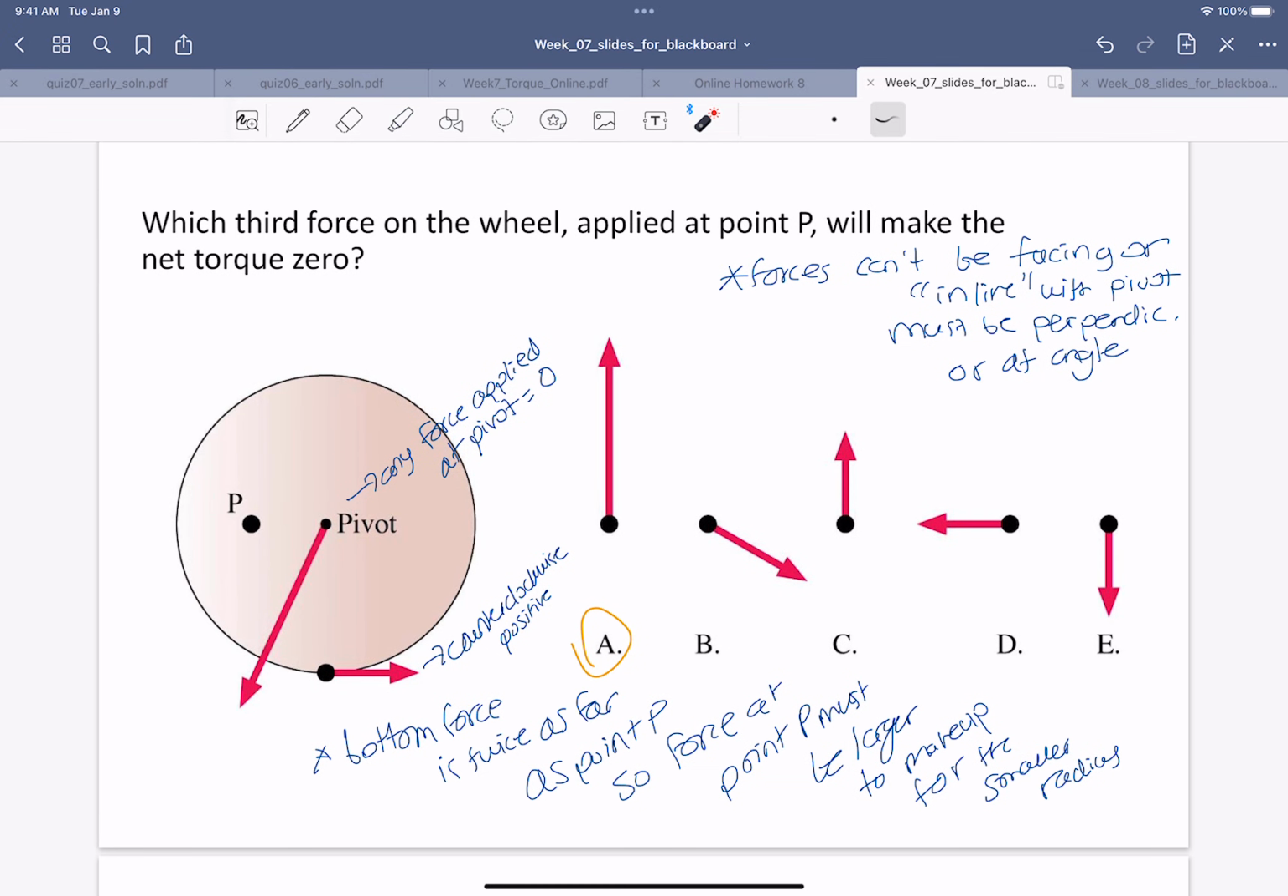So if I push like this, first of all, D. Let's look at that one for a sec. If I push like this, is this actually applying a torque at all? No, excellent. Why?